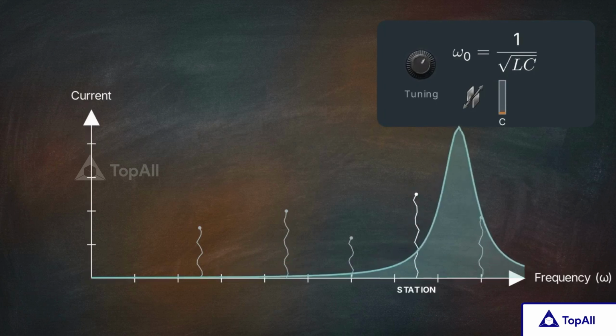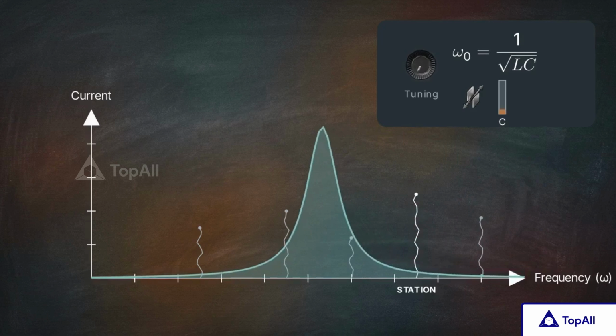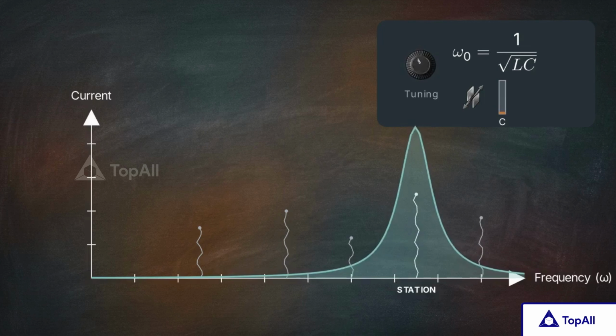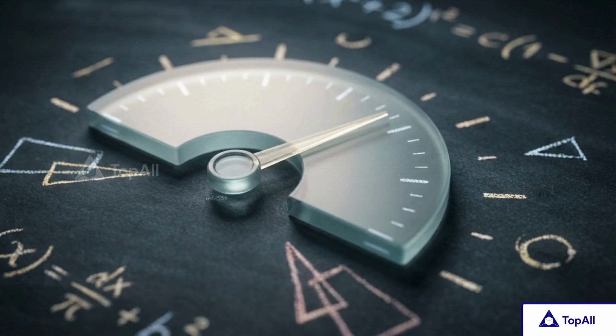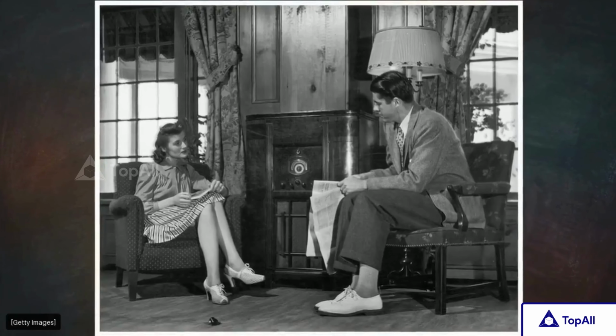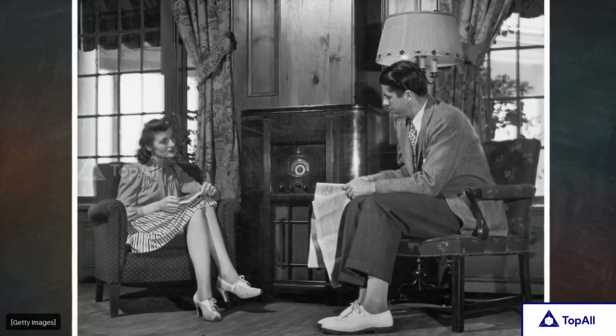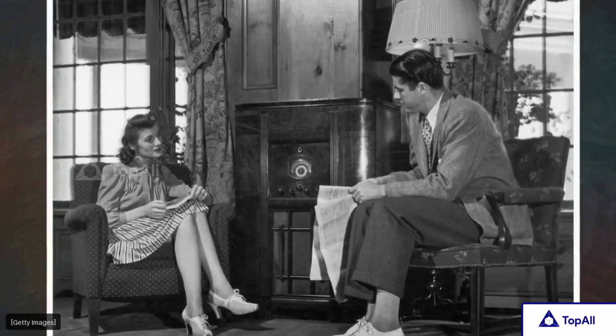This shifts the circuit's resonant frequency across the spectrum, essentially hunting for a specific station's broadcast frequency. When the circuit's resonant frequency matches the incoming station's frequency, that signal's current spikes to the maximum. It overpowers the surrounding noise to deliver clear audio.